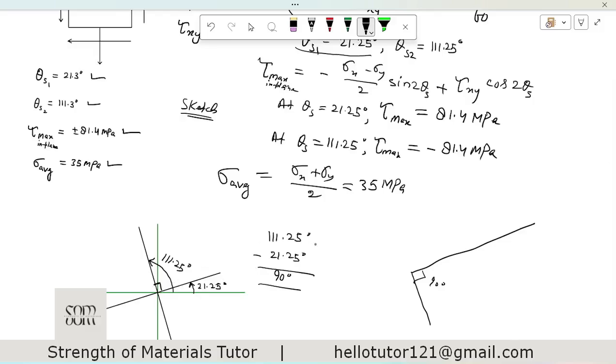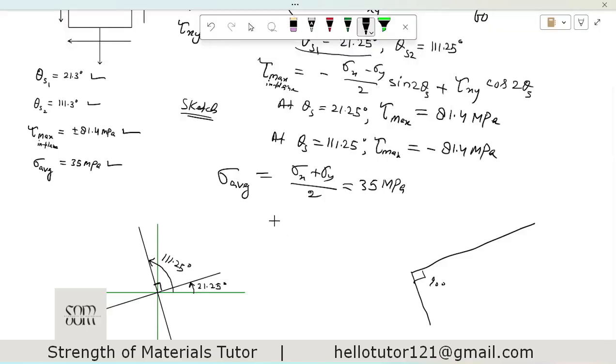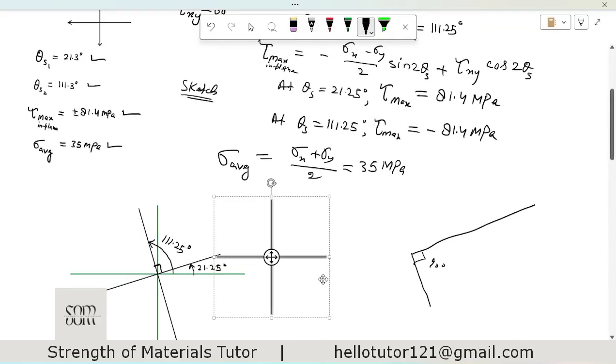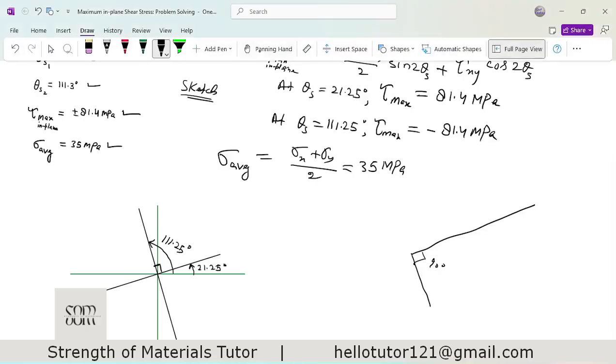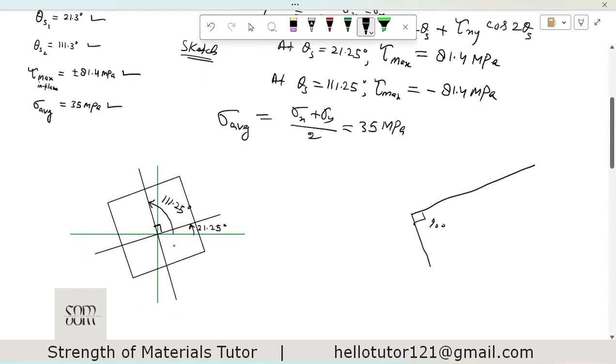So let me erase this. It was just a verification for your understanding. Now we will draw the body or the planes. So let us draw the planes, not this. Let us draw the planes. Now you can see these are our planes.